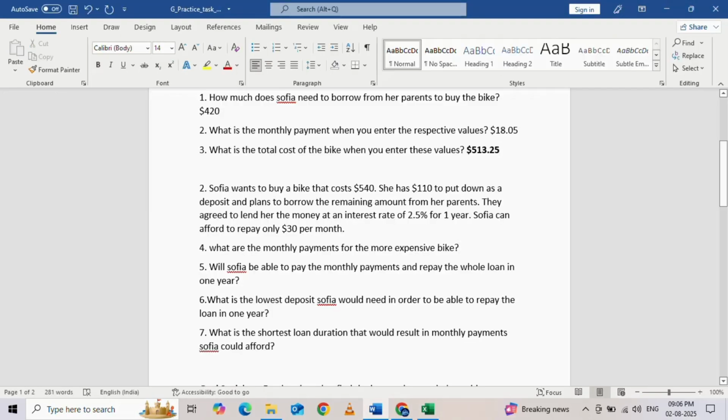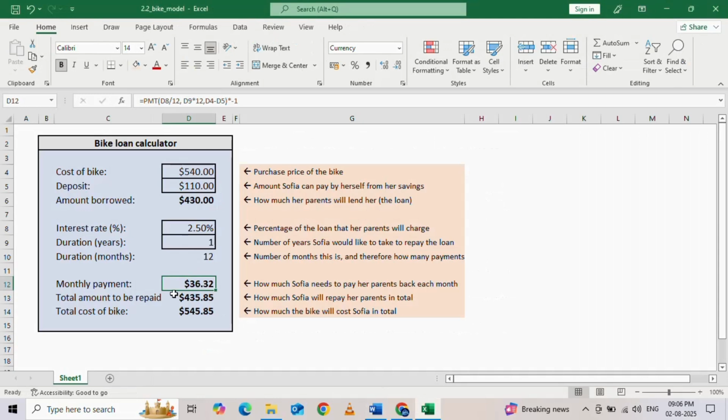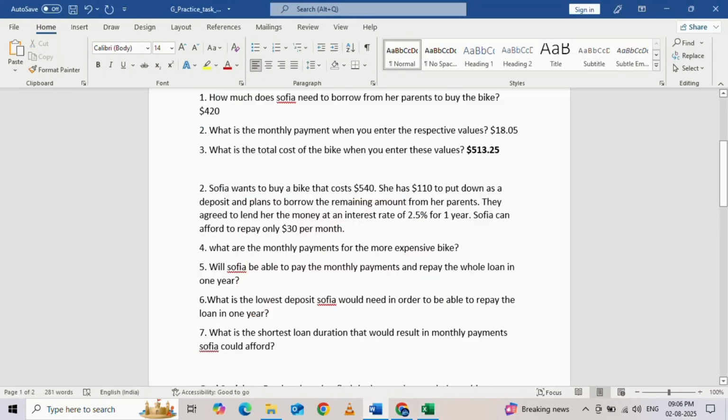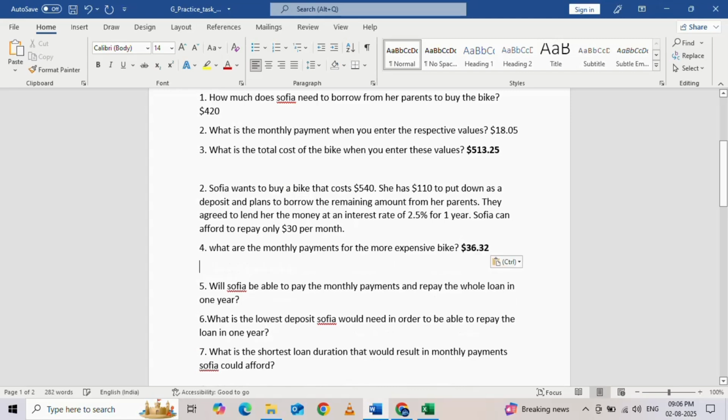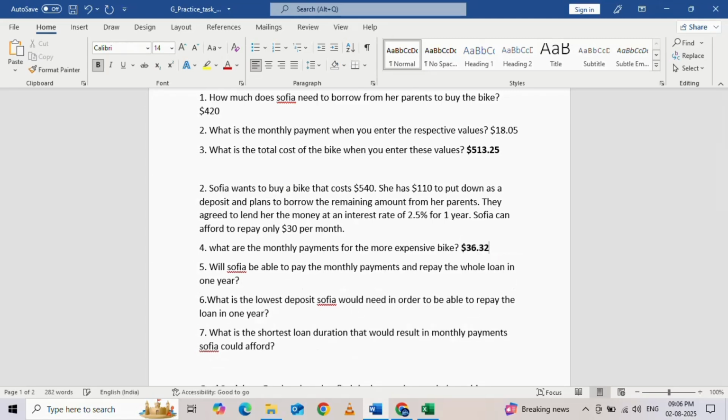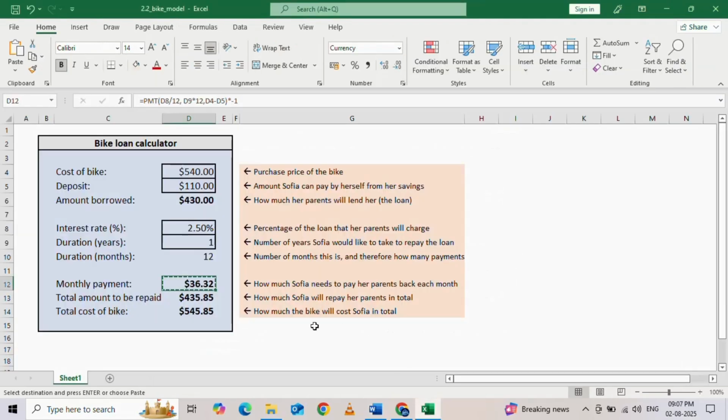Monthly she needs to pay this, so let me copy it. Ctrl+C for copying, and the data gets copied over there, and let us paste that. Ctrl+V is the shortcut key to paste whatever you copied. Now let us press Escape to get out of this selection. That is the monthly payment she needs to make for this costly bike. Now move to the next question.